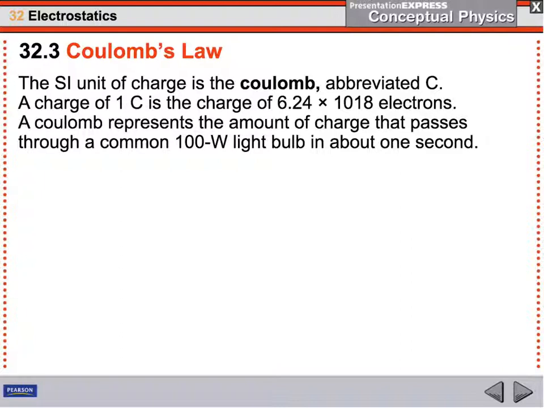The SI unit of charge is the coulomb, abbreviated with a capital C. A charge of 1 coulomb is the charge of 6.24 times 10 to the 18th electrons. A coulomb represents the amount of charge that passes through a common 100-watt light bulb in about 1 second.